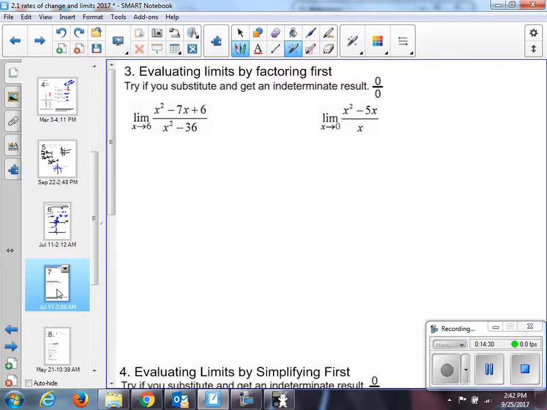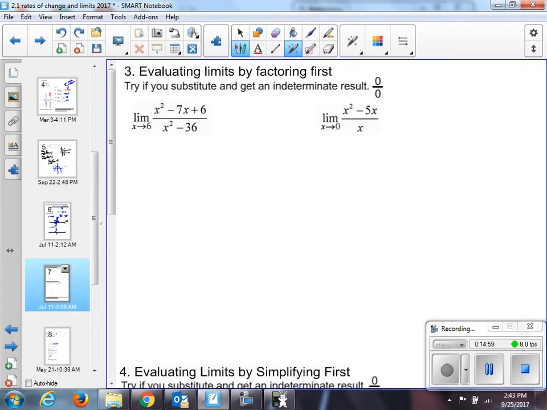Factoring first then. This is what you do if you substitute. You get what we call, and I don't think you've ever used the word, indeterminate? No, don't believe so. Indeterminate means 0 out of 0. That's different than 5 out of 0. You could do different things. Now, you've played around with equations like this before, but you never thought of them this way.